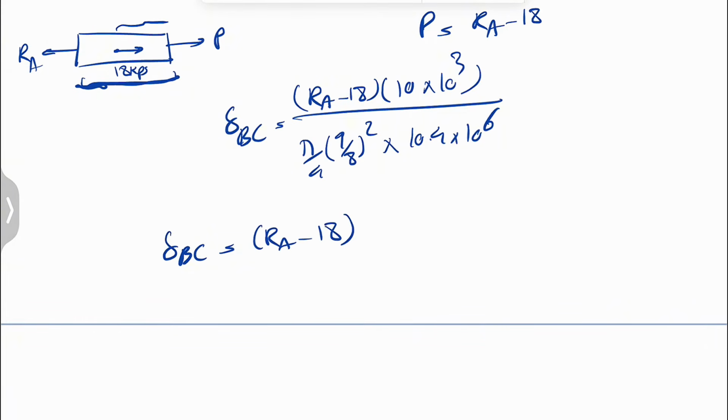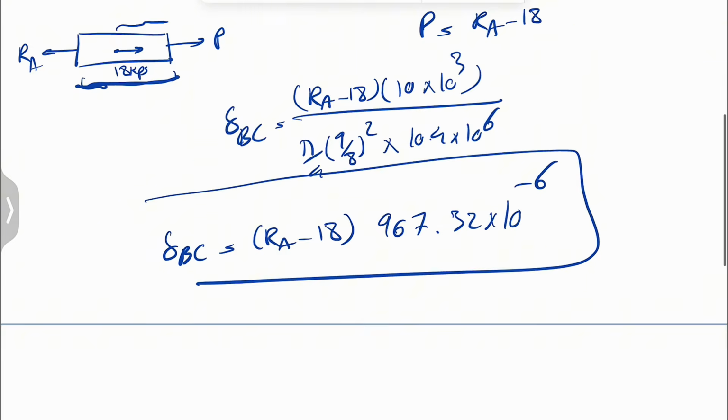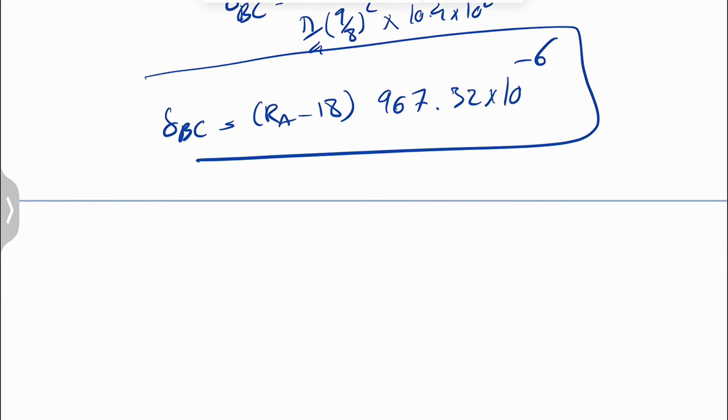So (RA minus 18) over the rest. Here we just have 10k pi divided by 4, and the rest is the same. So this is going to be 967.32 times 10 to the minus 6. That's our BC, and the last one would be moving from C to D.